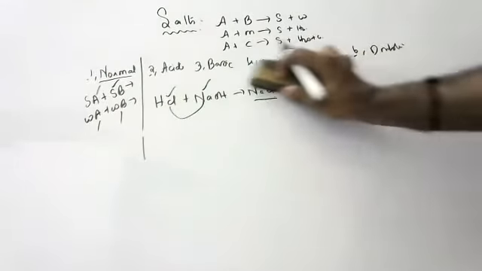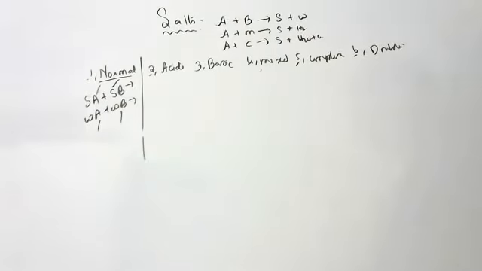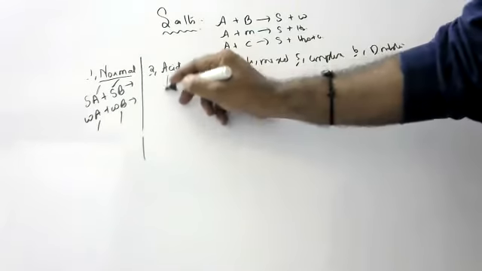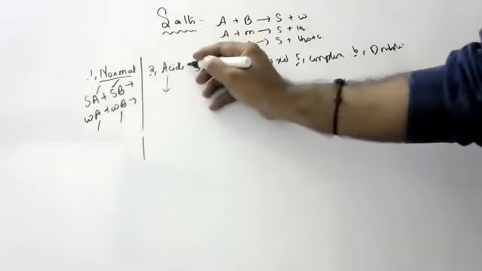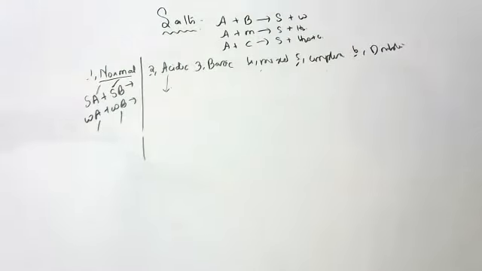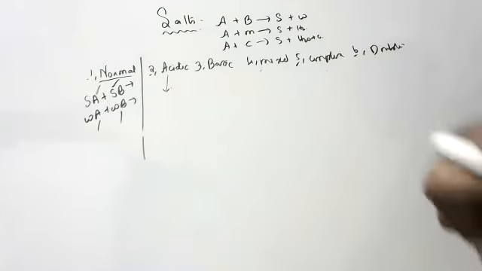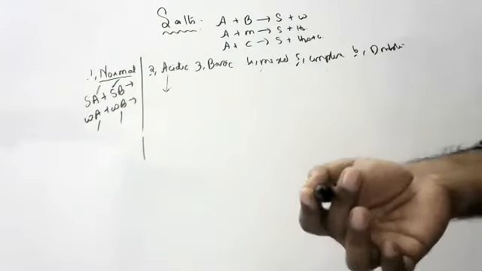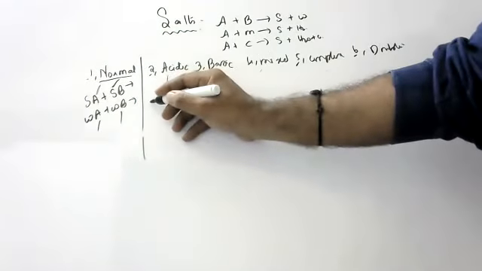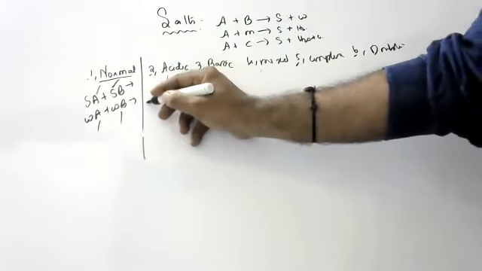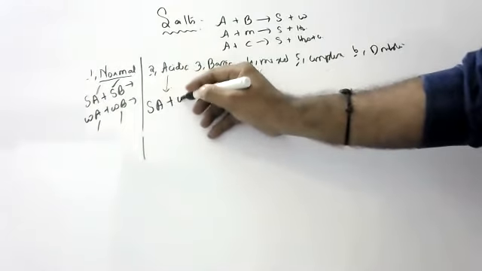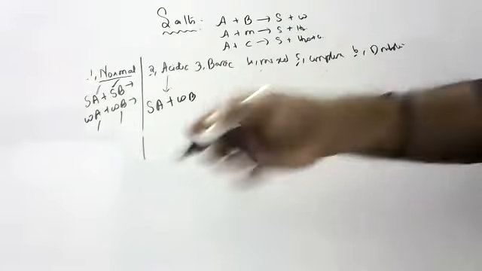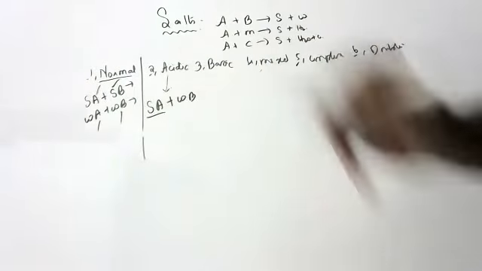Now coming to acidic salt. What is an acidic salt? Be careful, this is important. Can anyone of you guess what an acidic salt is? Guess. It is formed from a strong acid and a weak base. Because it is formed from a strong acid, it will be an acidic salt.